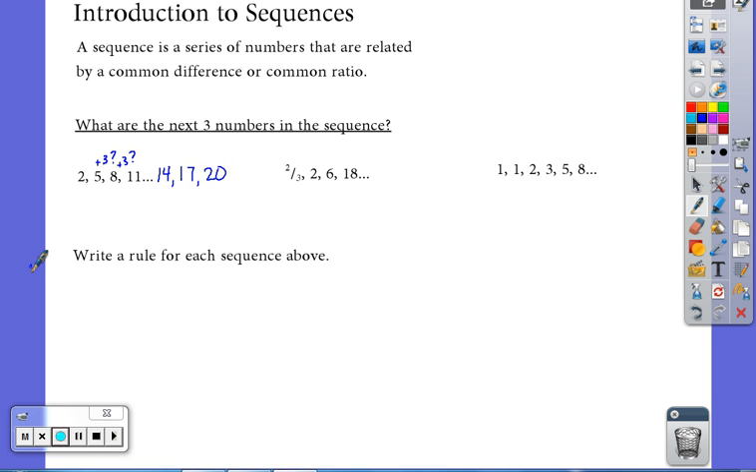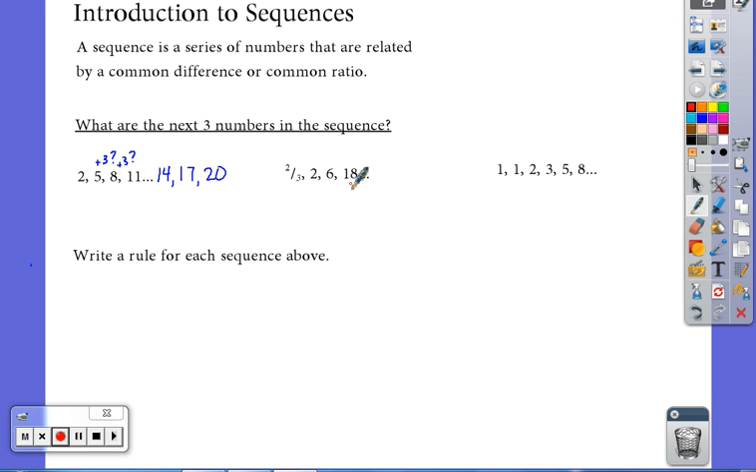Not every sequence is going to be adding. So let's take a look at the second sequence here. We have the numbers 2/3, the number 2, the number 6, and then the number 18. So right away we can tell that this sequence will be a little bit different because there's no number that we can add to 2 to get 6, which would be 4, and then add to 6 to get 18, because the jump is so much larger.